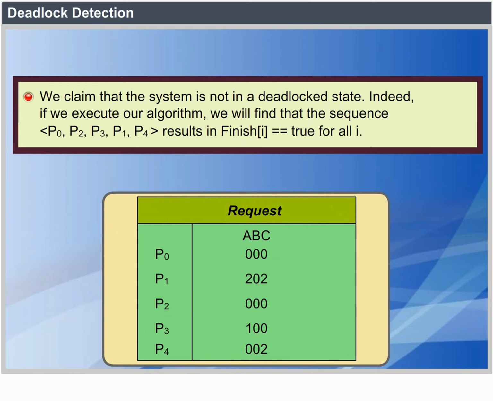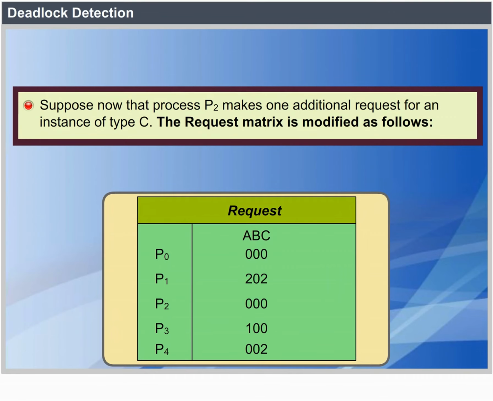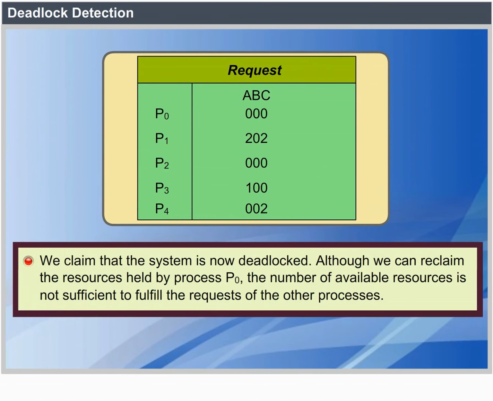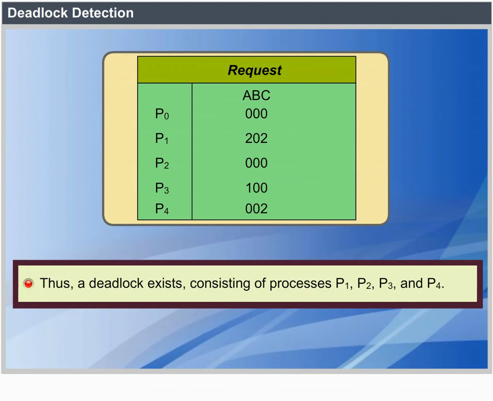Suppose now that process P2 makes one additional request for an instance of type C. The Request matrix is modified as follows. We claim that the system is now deadlocked. Although we can reclaim the resources held by process P0, the number of available resources is not sufficient to fulfill the requests of the other processes. Thus, a deadlock exists, consisting of processes P1, P2, P3, and P4.